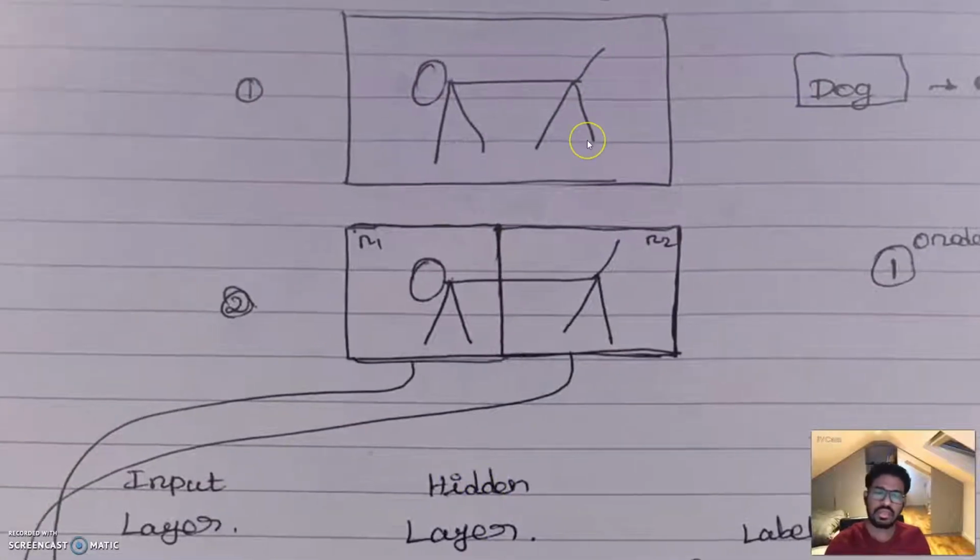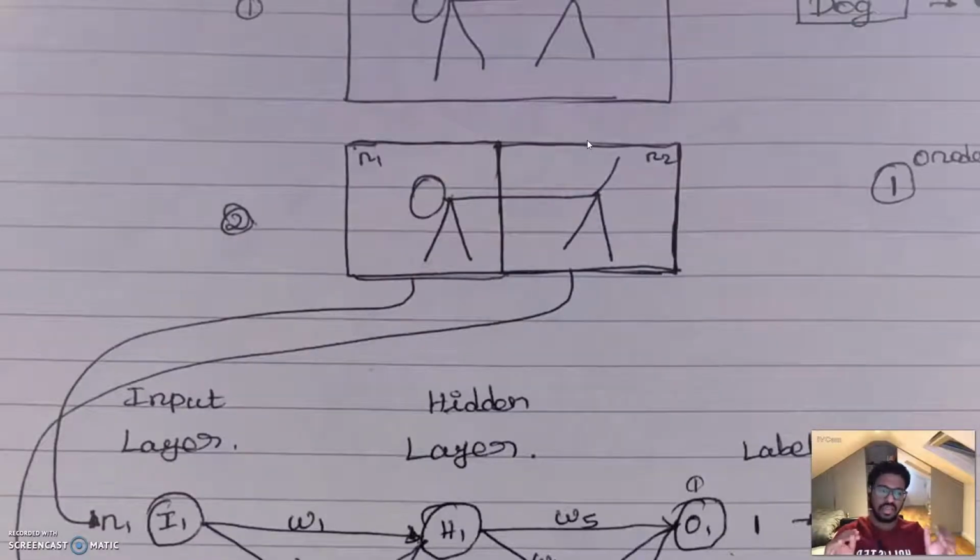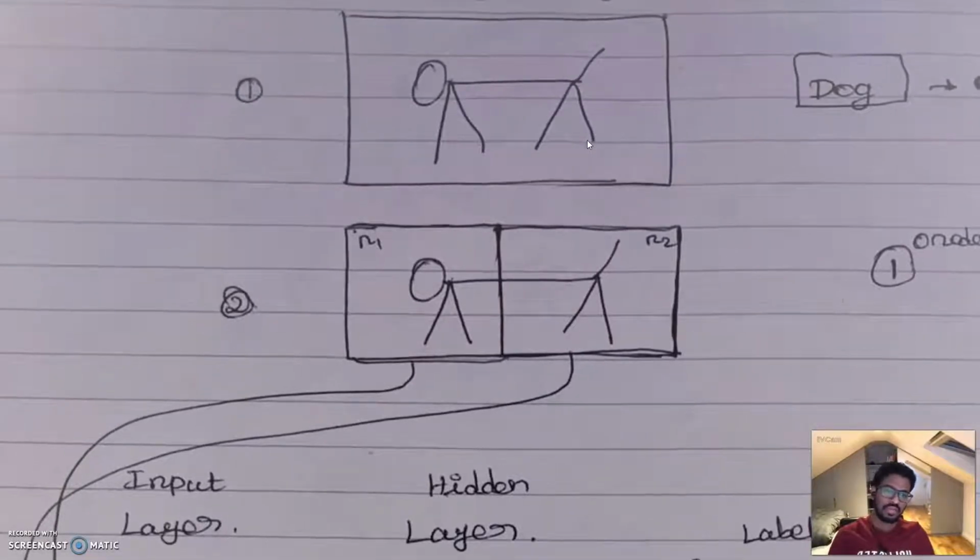So for that we are going to pass an image to a deep learning neural network, and then the deep learning neural network has to identify what the image consists of. Suppose we pass an image which contains a dog in it, then the neural network has to identify that there is a dog in the image. Then it has to classify the image as dog, and if it contains a cat, then it has to classify that the image contains a cat.